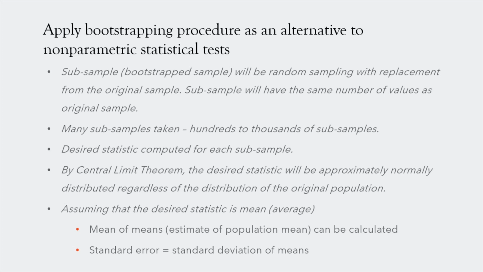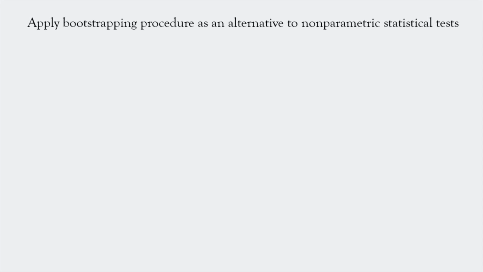Using this, you can then perform a one sample t-test, which was covered in topic 4, regardless of whether the original population where the original sample was taken from is normally distributed or not. So this is how you can use bootstrapping to bypass the need for nonparametric statistical tests. So now let us look at how we can use the bootstrapping procedure to perform a parametric statistical test on data that may or may not be normally distributed.